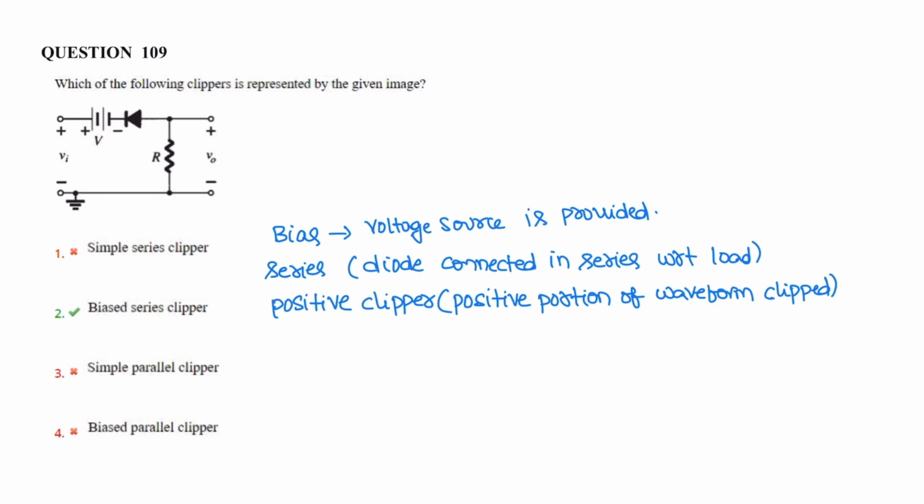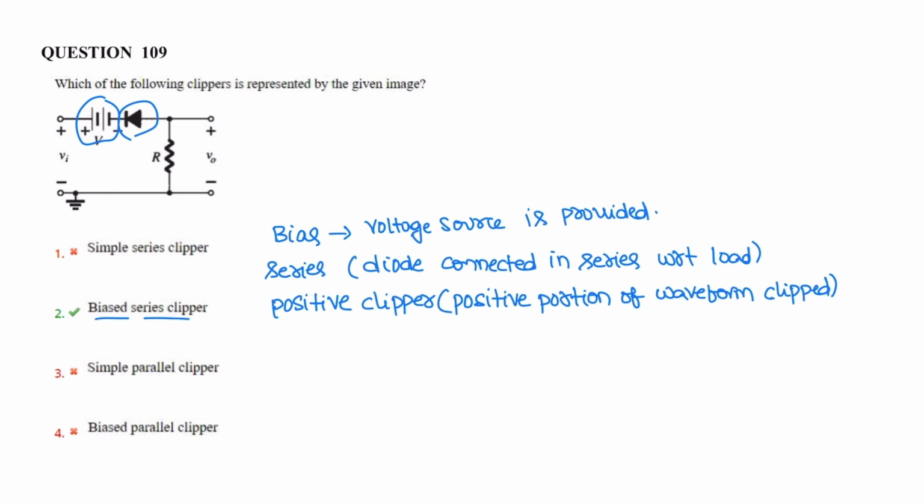Next question, question 109. Identify the type of circuit represented in the image. Here a bias voltage source is provided. It means the circuit is biased. Next, the diode is connected in series with the load. Hence it comes under series combination, and it is a positive clipper. Positive portion of the waveform is clipped. Therefore, it is a biased series clipper.